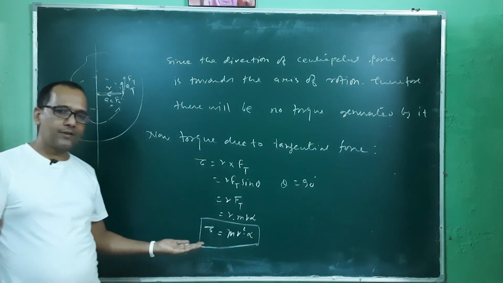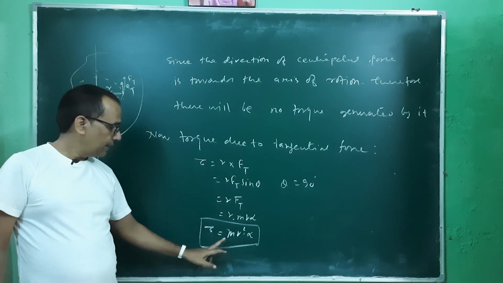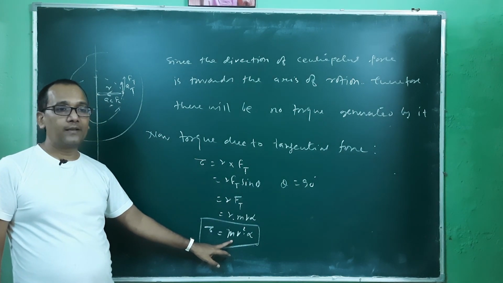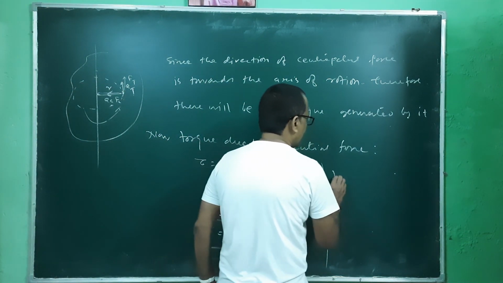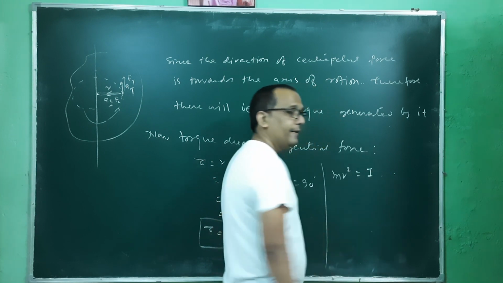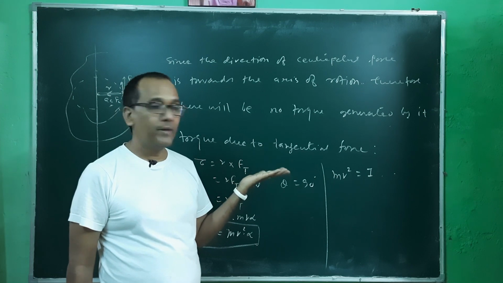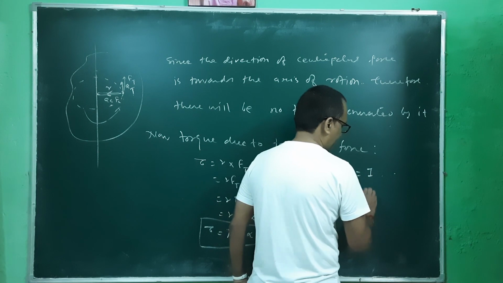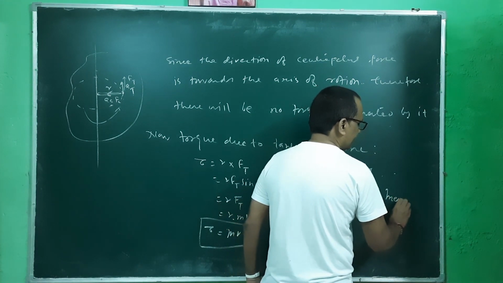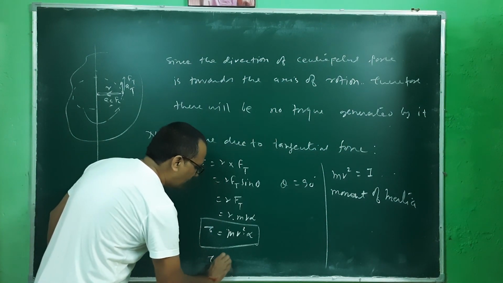This alpha is angular acceleration, and this is the relation between torque tau and angular acceleration alpha. And this m R square actually defines another important physical parameter we will discuss in the next lecture. This m R square is denoted by I. This is known as moment of inertia. So this tau is equivalent to I alpha.